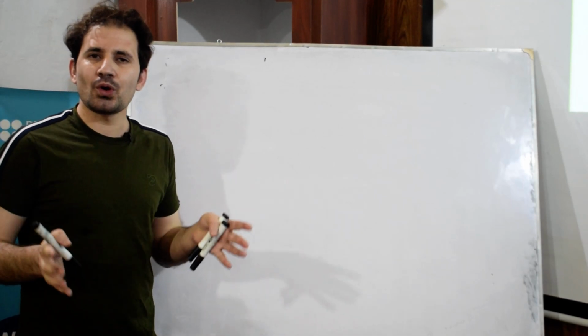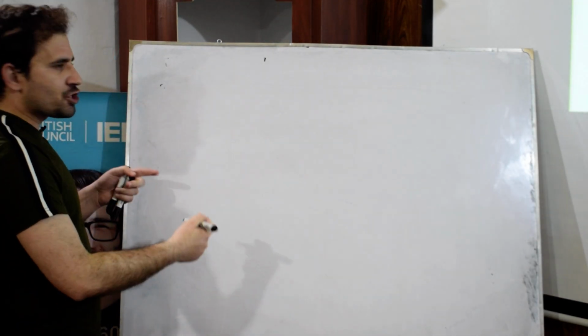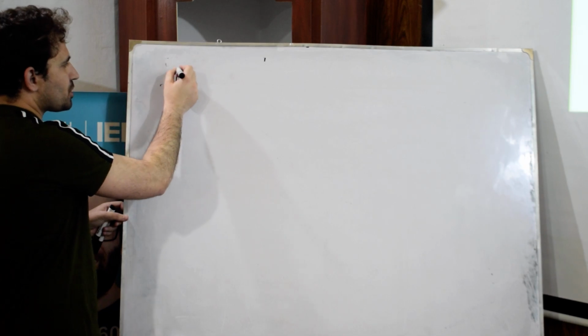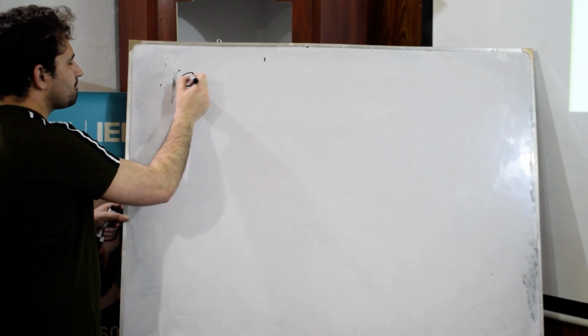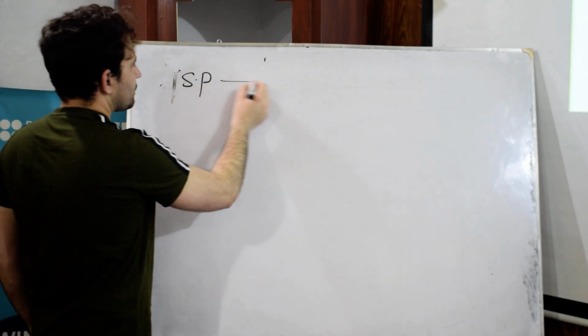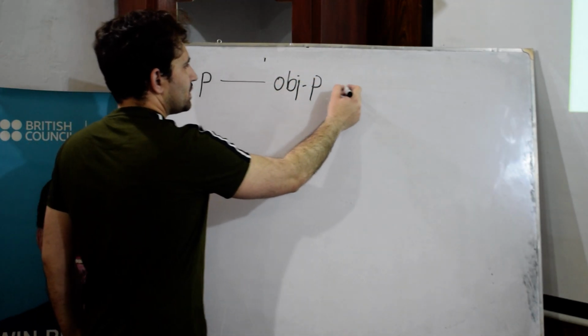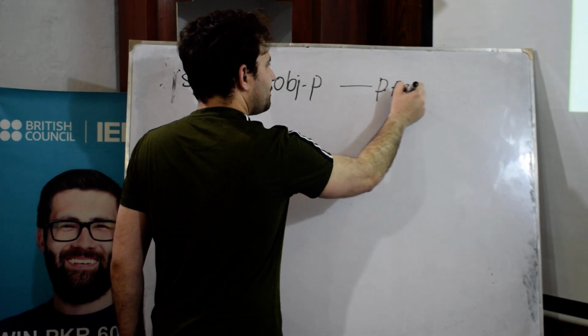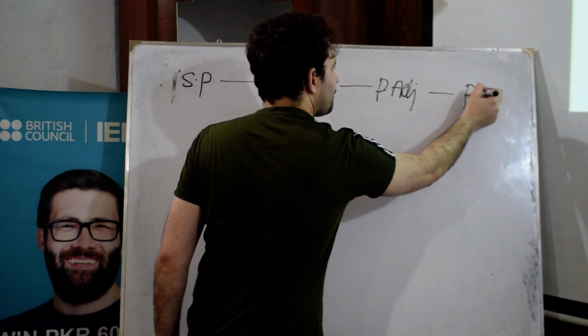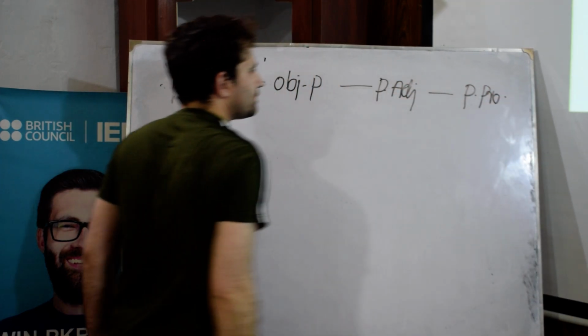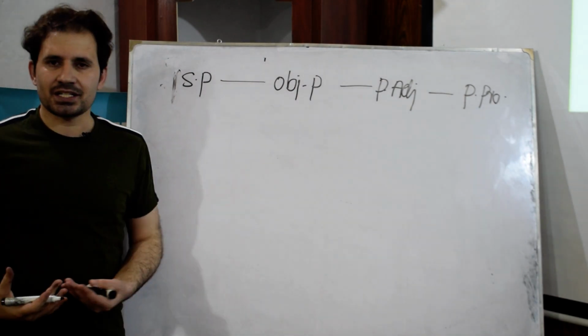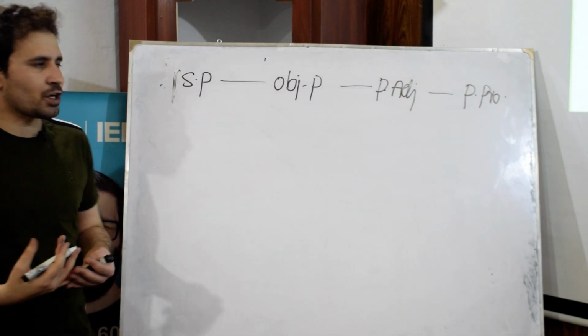We want to put all of them in a complete, entire chart. Number one, subject pronoun, object pronoun, possessive adjective, and possessive pronoun. We want to make a chart. We want to put all these four in one chart.